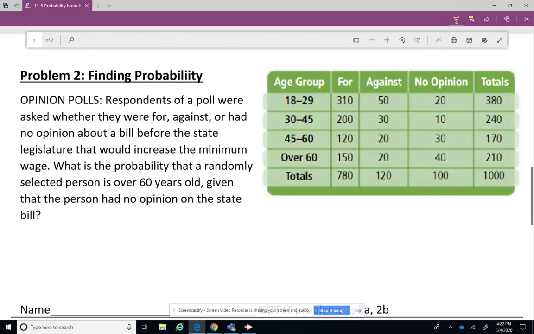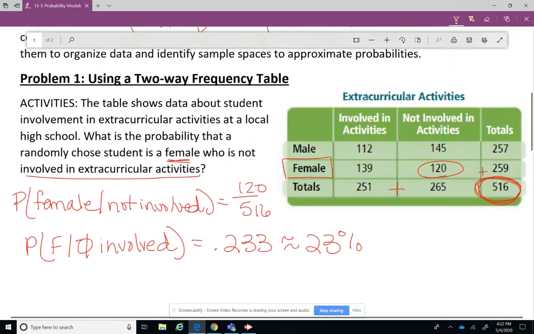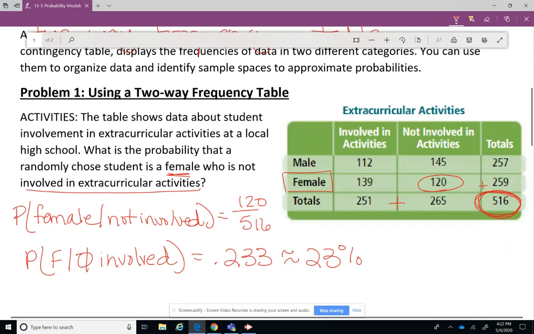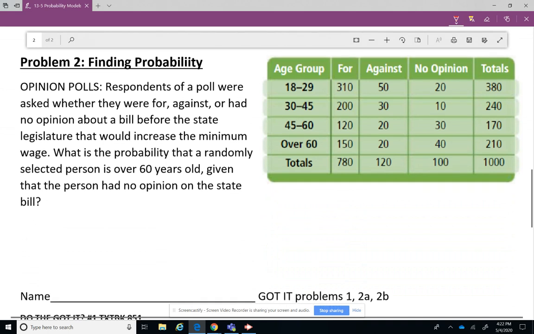All right, problem number 2. So that problem and that information was located on page 850. And now this information, problem 2, is going to be located on 851. The probability that an event will occur given that another event has already occurred is called conditional probability. You can write the conditional probability of event B given that event A has already occurred. And you read it as the probability of event B given event A. All right, so we're going to find probability.